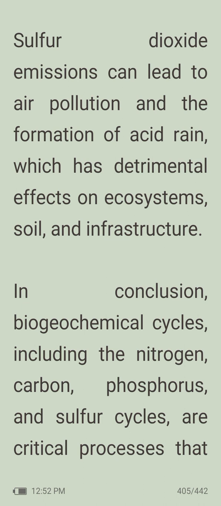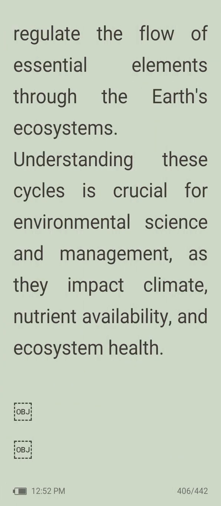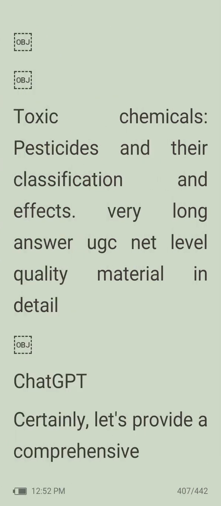soil, and infrastructure. In conclusion, biogeochemical cycles, including the nitrogen, carbon, phosphorus, and sulfur cycles, are critical processes that regulate the flow of essential elements in the Earth's ecosystem. So, understanding these cycles is crucial for environmental science and management, as they impact climate, nutrient availability, and ecosystem health.